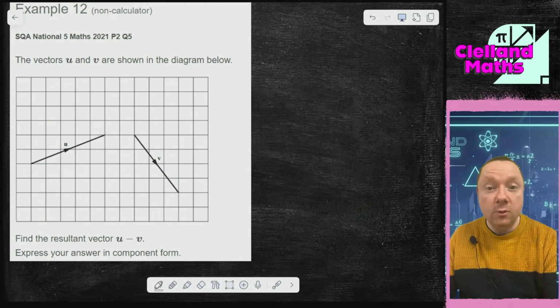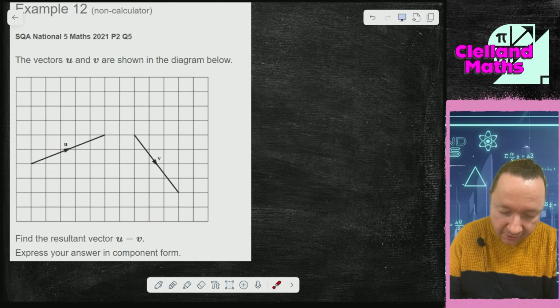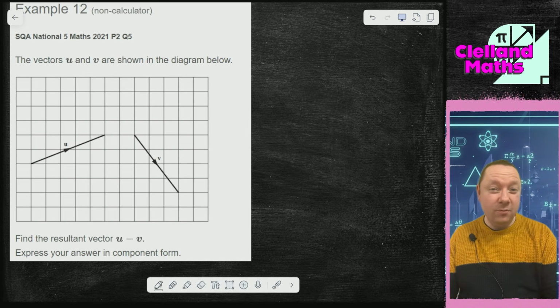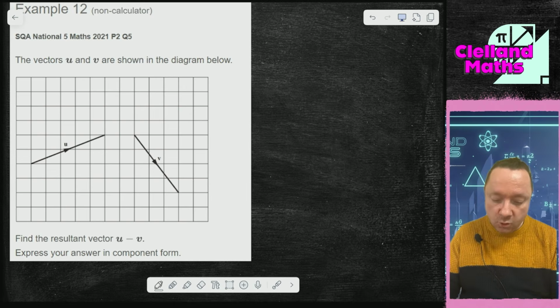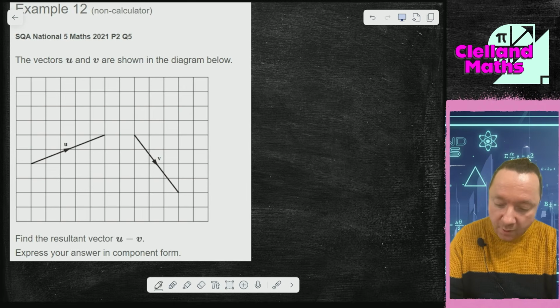SQA National 5 Maths 2021 paper 2 question 5 had this one. U and V are shown in the diagram, find U minus V. Now when I'm doing vectors and taking away, if I'm doing it on a diagram, I don't want to think about taking away a vector, I just want to think about adding vectors. So I'm thinking about doing U plus minus V.